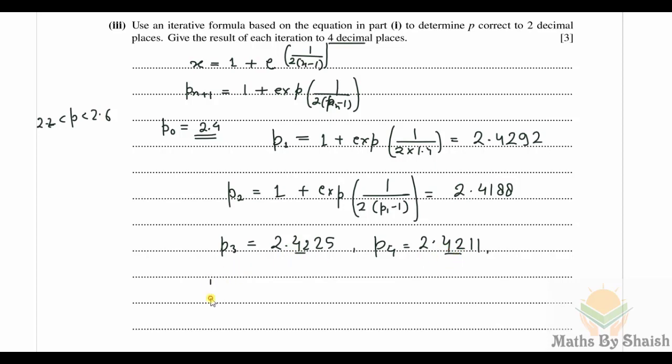So the answer of this is p is going to be 2.42. This is the correct value of p to 2 decimal places. So I hope it is clear. Let's do the next question. Here's question number 6.